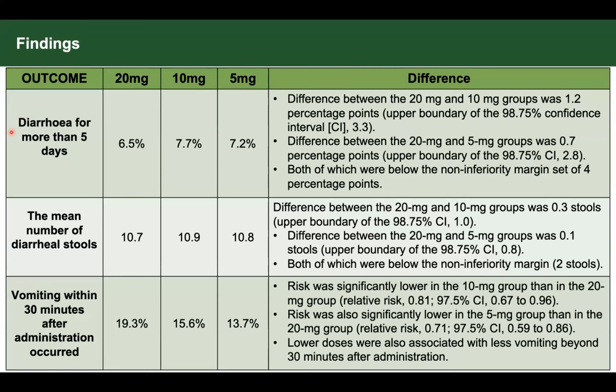Essentially, for the first and second outcomes related to the duration of diarrhea and the number of diarrheal stools, there was no statistically significant difference from the doses that were received. So whether you're receiving 20 or receiving 5, there was no statistical significance in the difference in the number of stools or the duration of diarrhea. But when it came to the risk of vomiting within 30 minutes of the dose administered, that actually was a statistically significant finding with a reduction related to the use of a lower dose.